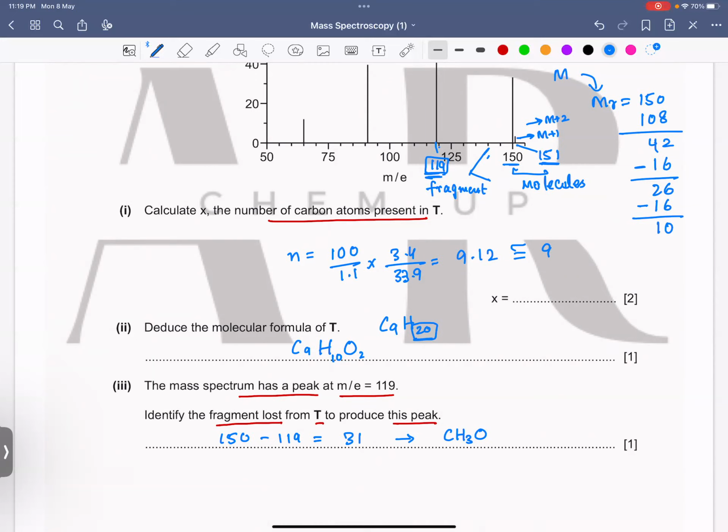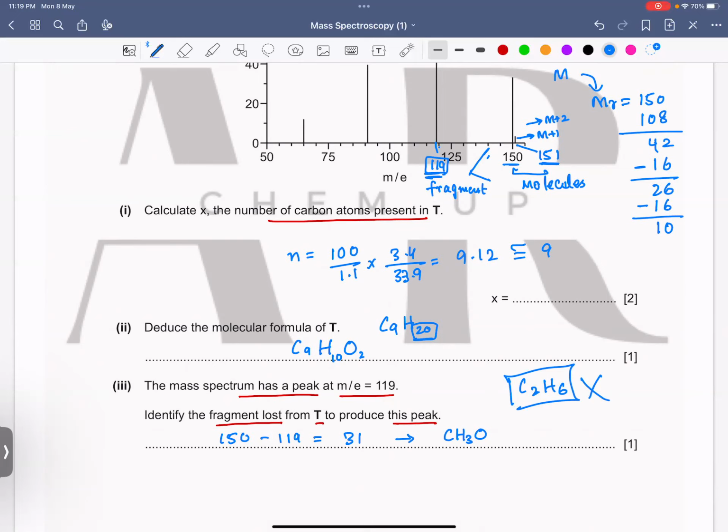Okay, and what fragment are you telling me? C2H7. C2H7 would go wrong, because for C2 the maximum possibility of hydrogen would be 6, right? You can't put 7 hydrogens bonded to 2 carbons only. Yes, sir. So it would be considered wrong. Although it gives the same 31, the valencies are not satisfied.